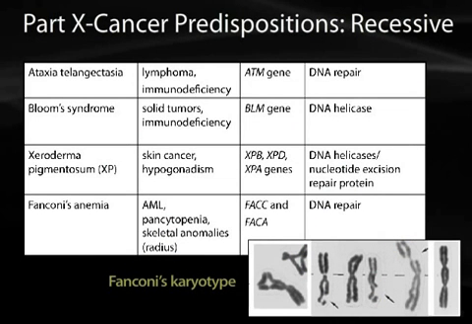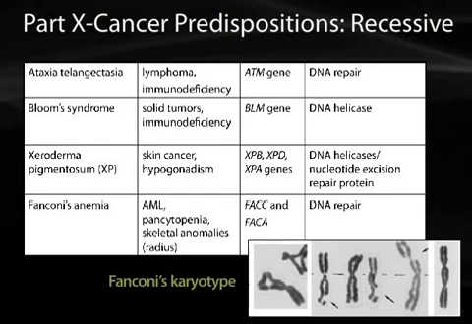Other cancer predispositions that we have: ataxia-telangiectasia, which can result in lymphomas as well as immunodeficiency. It's caused by the ATM gene, and it's a dysfunction in DNA repair. Bloom syndrome can lead to solid tumors as well as immunodeficiency, the BLM gene there, and it's the DNA helicase mutation. You'll note in all of these, or a good proportion of these, the problem is with DNA repair or DNA replication. Xeroderma pigmentosum, involved in skin cancer. XPB, XPD, XPA genes are all involved there, and again DNA helicases and nucleotide excision repair are where the mutations are at.